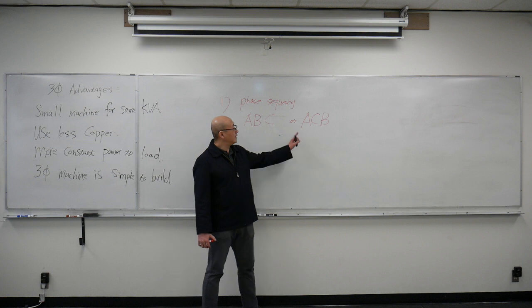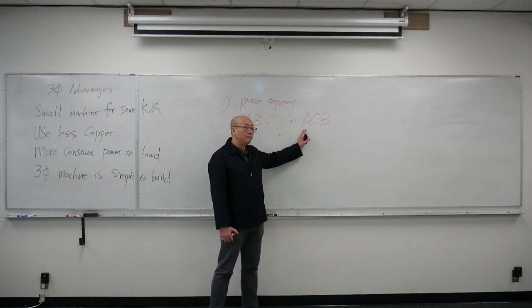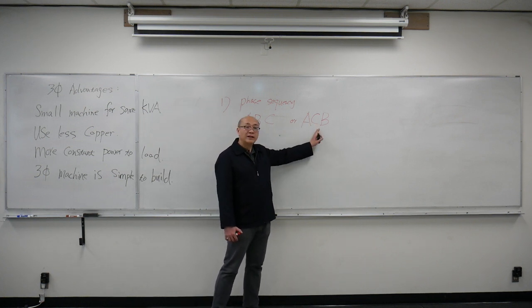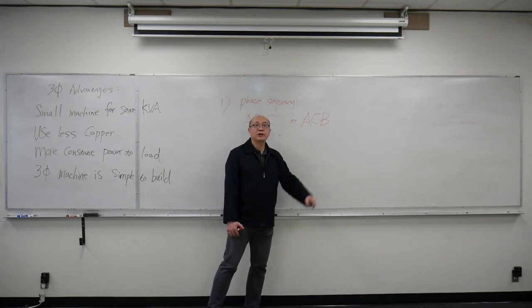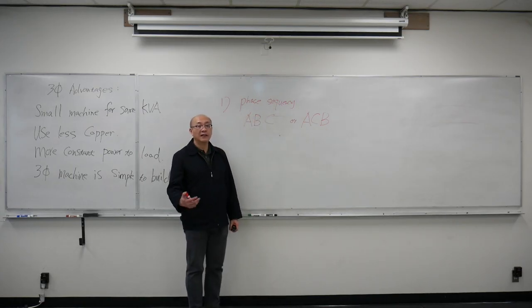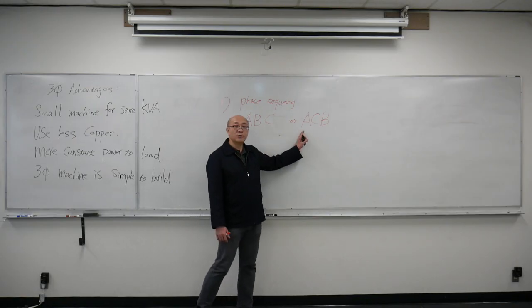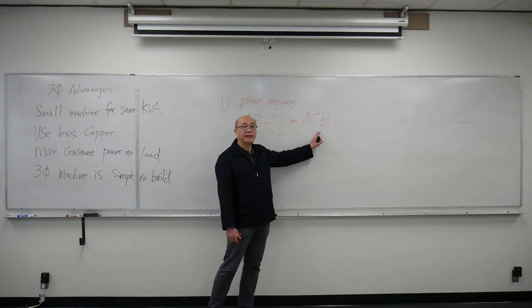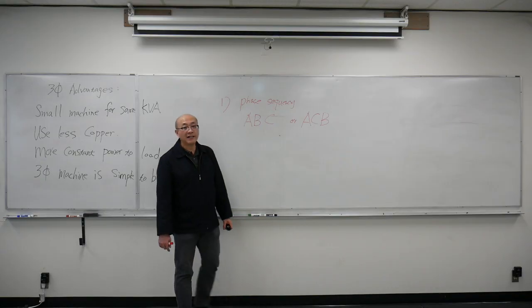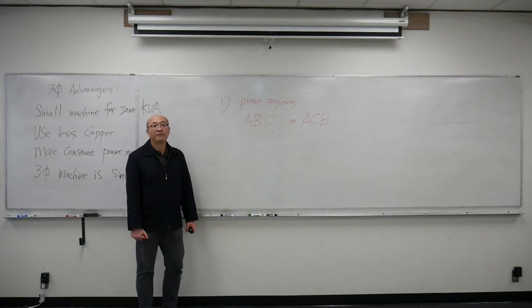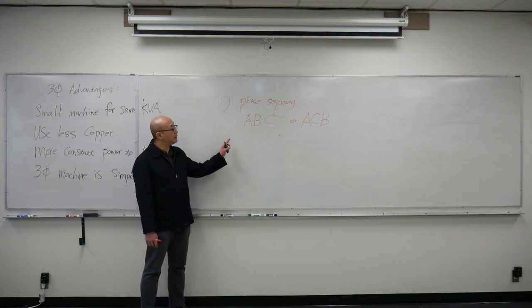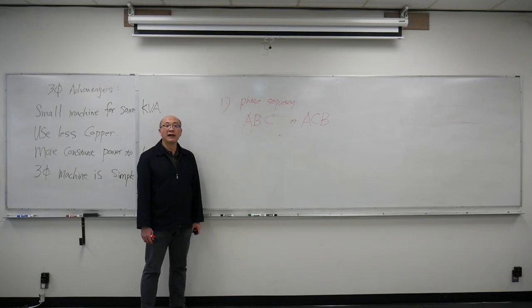If phase A reaches its peak first, phase C reaches the peak next, and phase B reaches the peak value later, that phase sequence is going to be ACB. So in three-phase, there are only two phase sequences, ABC or ACB.